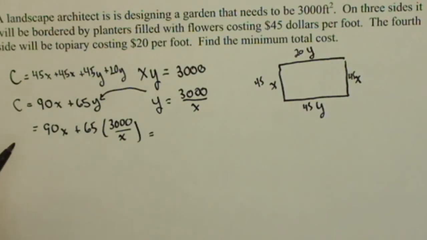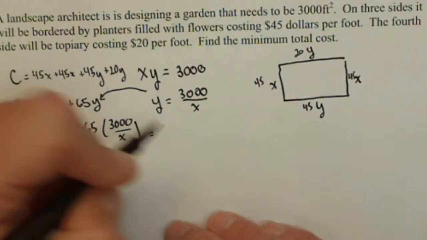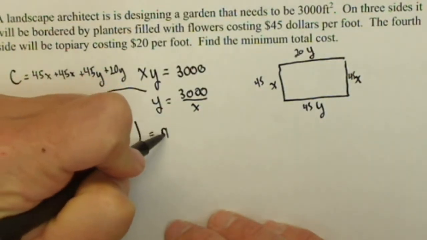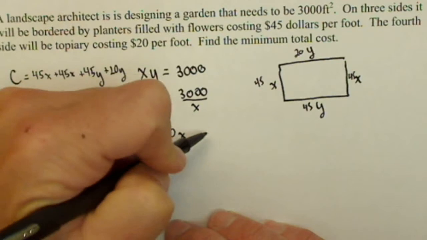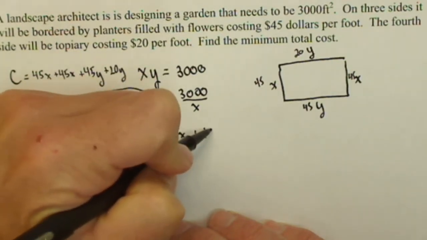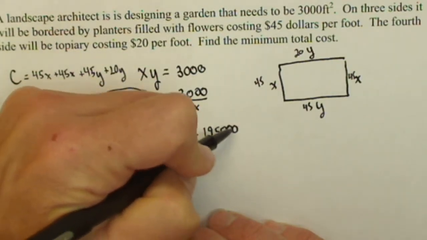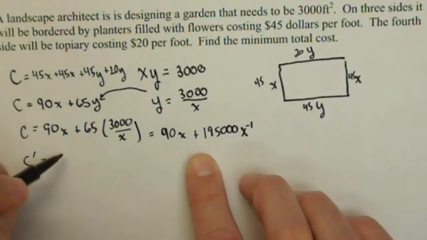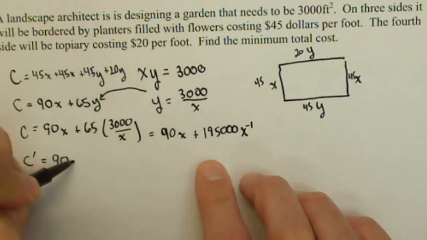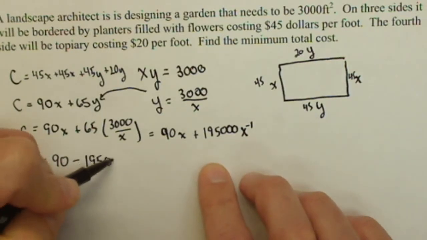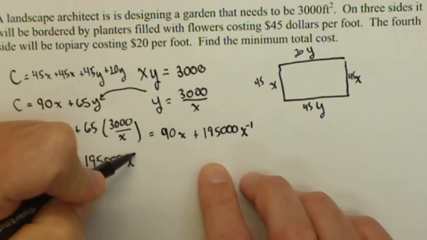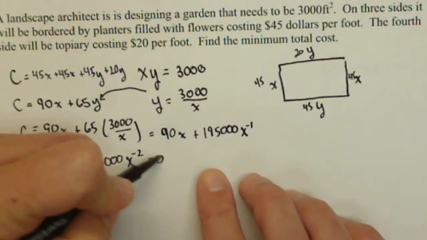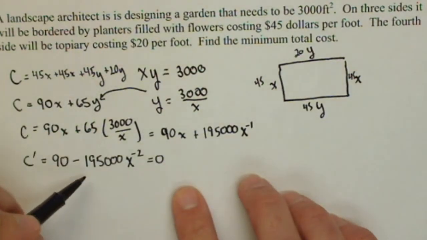So 65 times 3,000. So we get 90x plus 195,000. And I'm going to write it as x to the minus first because our next step is going to be to take our derivative. So c prime of this guy is 90 minus 195,000 x to the negative 2. So we'll set that to 0, and this is what we need to solve.